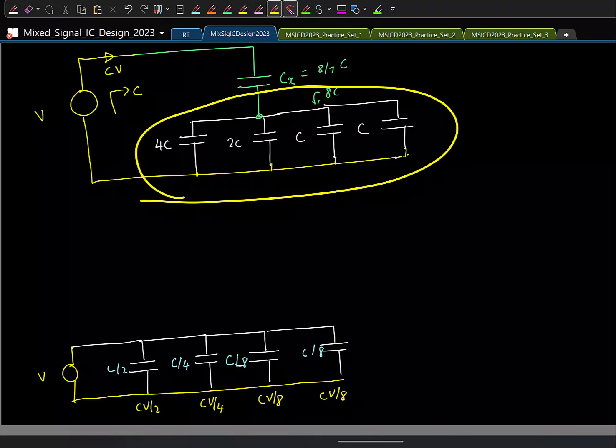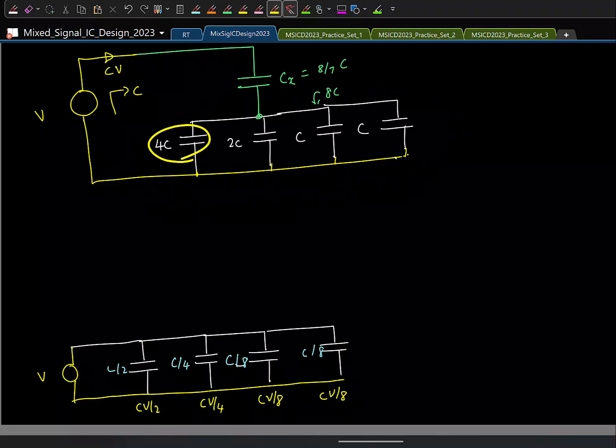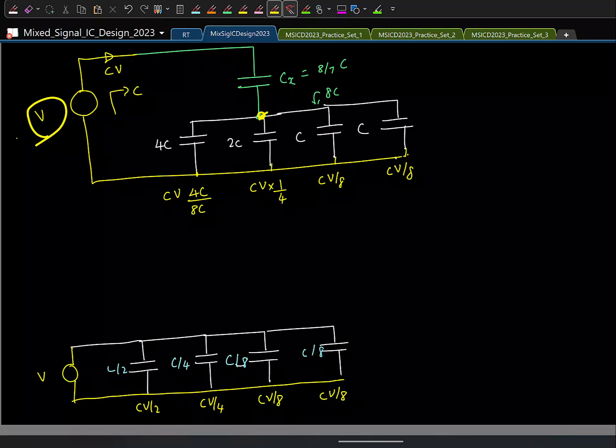So now the goal is to find the charge stored in each capacitor. I have a total charge of C times V. That is going to get split among these, 4 by 8. So 4C out of the total 8C gives CV by 2. Similarly, here you will get CV by 4. That is obvious, we started with that, it should be the same. I'm just confirming it. If you're not comfortable with charge, you can find voltages. If this is V, you can find this voltage by capacitive division, and then that voltage times 4C will give this. You can work it out.